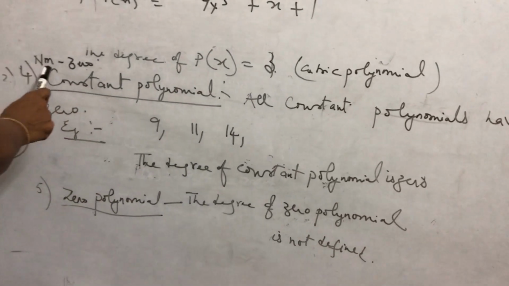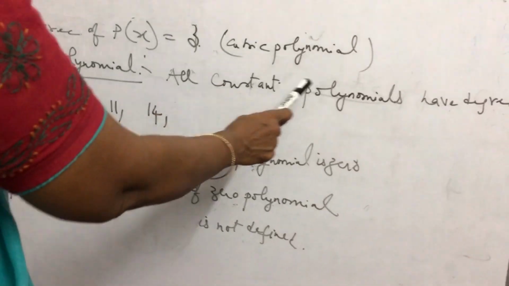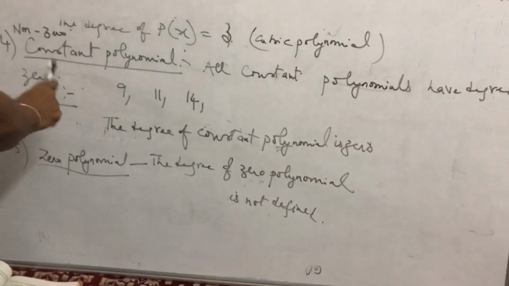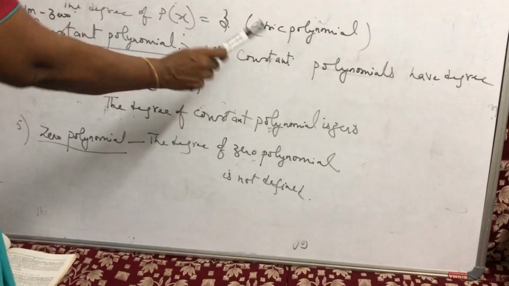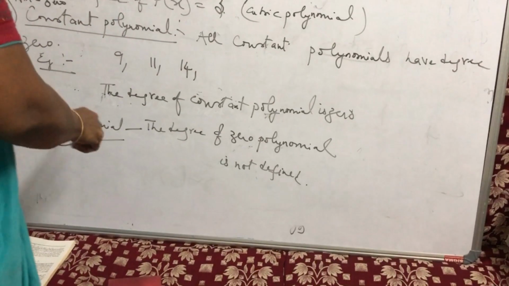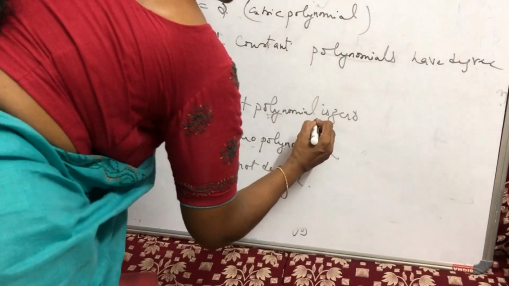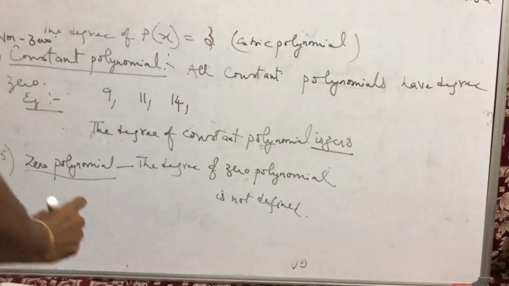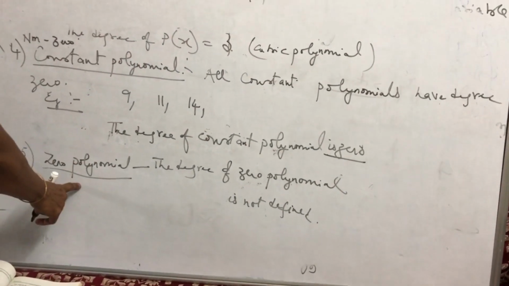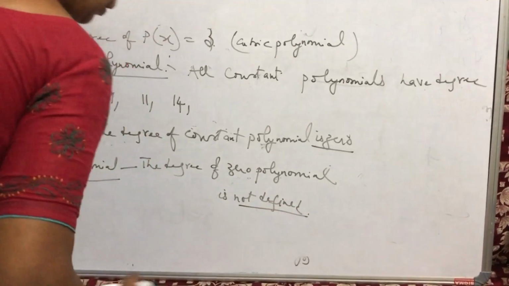The fourth one is non-zero constant polynomial. All constant polynomials have degree 0. Examples: 9, 11, 14 and so on. The degree of the constant polynomial is 0. And when we take the 0 polynomial, the degree of the 0 polynomial is not defined.